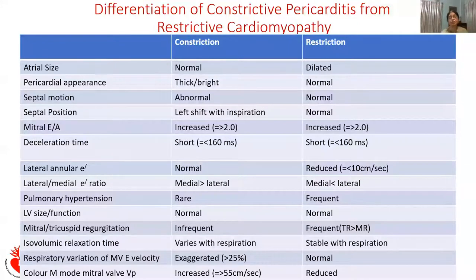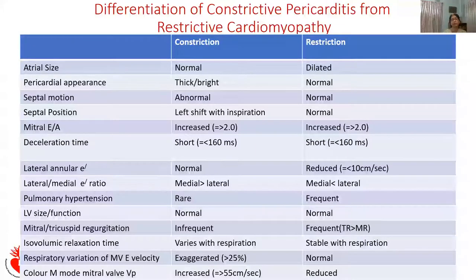There is a confusion regarding differentiation of constrictive pericarditis from restrictive cardiomyopathy, and always the questions regarding echocardiography in the exam ask what is the difference between constrictive pericarditis and restrictive cardiomyopathy. So I want to highlight the important differences. In case of constriction, atrial size is usually normal, but in restrictive cardiomyopathy, it is biatrial dilatation. Pericardial appearance is thick and bright in constriction, but normal in restriction. Septal motion and position is abnormal in constriction, but normal in restrictive cardiomyopathy.